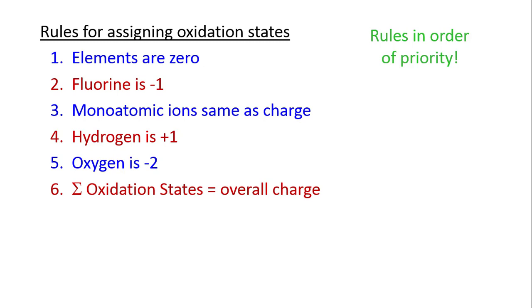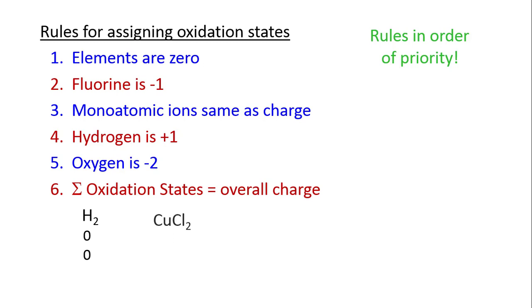Let's see how this works with some examples. First, H2. We recognize H2 as an element. We see by rule number 1 that the oxidation states of elements are 0. So each hydrogen atom in H2 has an oxidation state of 0. And we'll write it twice to emphasize that point.